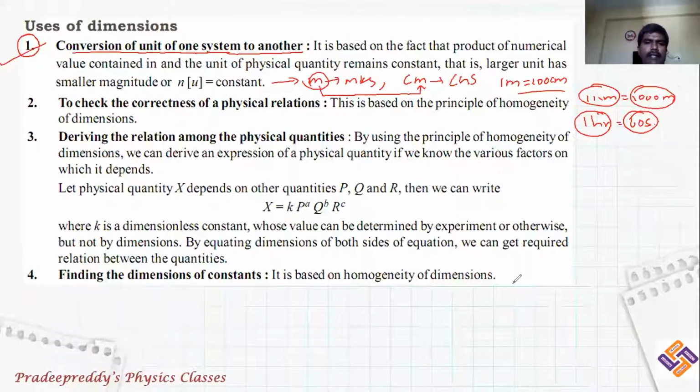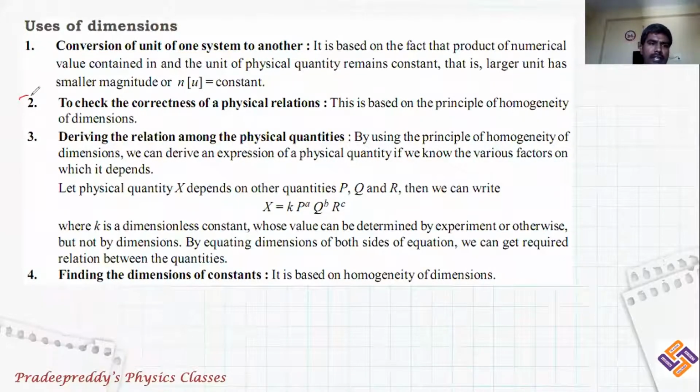And the second use of dimensional analysis is that we can check the correctness of a physical relation, and that is done by the principle of homogeneity of dimensions. What is meant by principle of homogeneity, I will explain in the coming slides. Don't worry about it. So in the second use, we are checking the correctness of a physical relation.